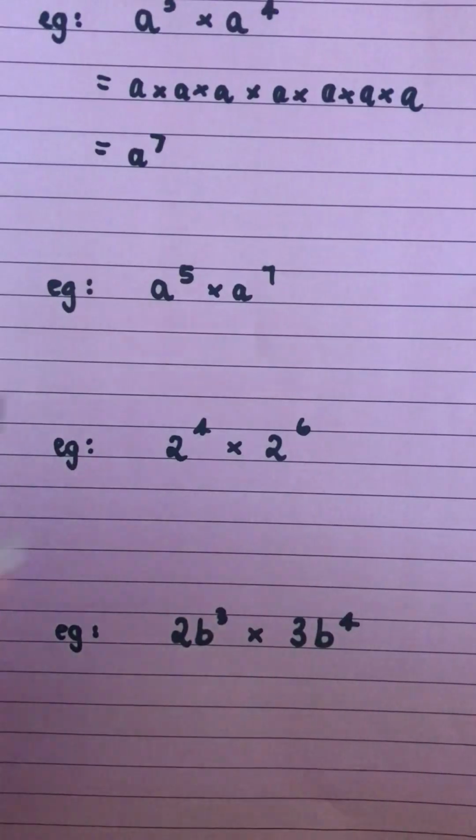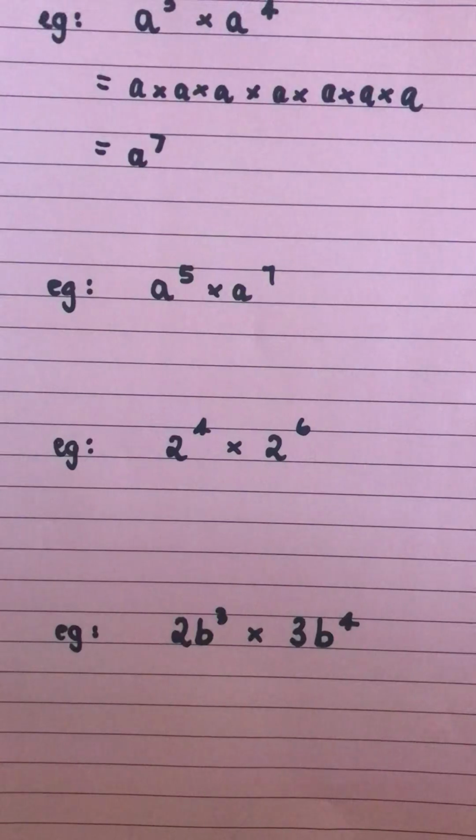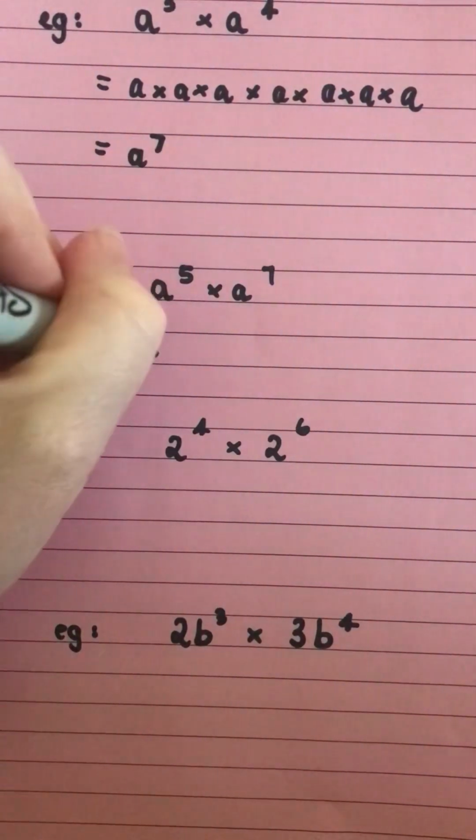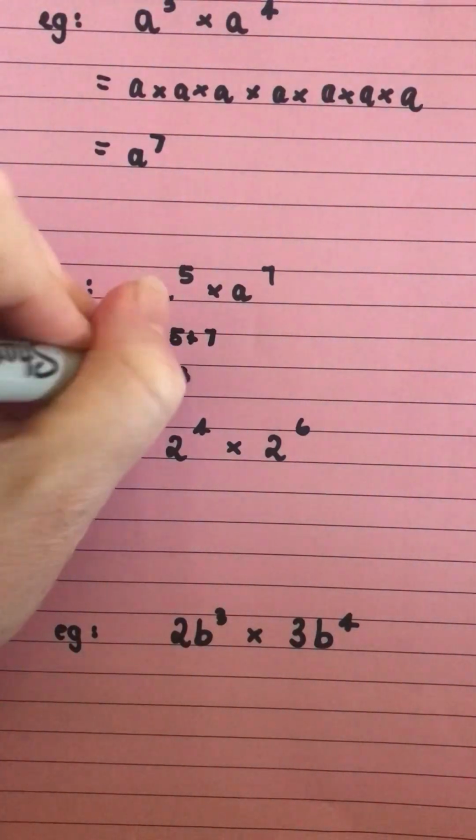Having a look at our next example here, a to the power of 5 times a to the power of 7. Obviously when we get bigger numbers, we're not going to want to write them all out. And that's why we can use our law. So we get a to the power of 5 plus 7, which is a to the power of 12.